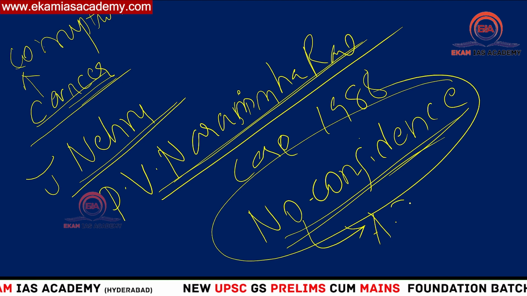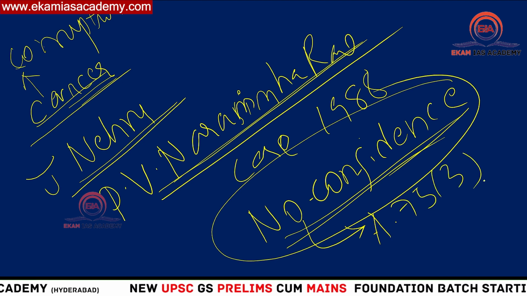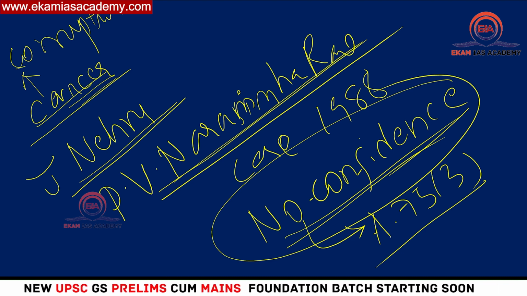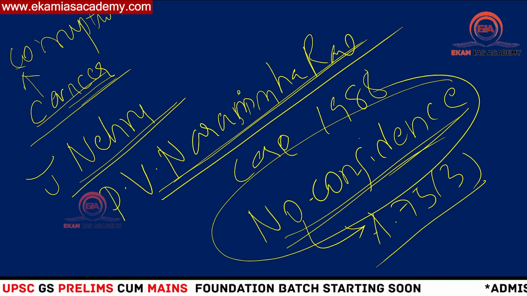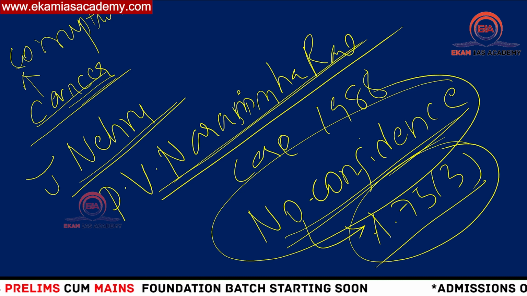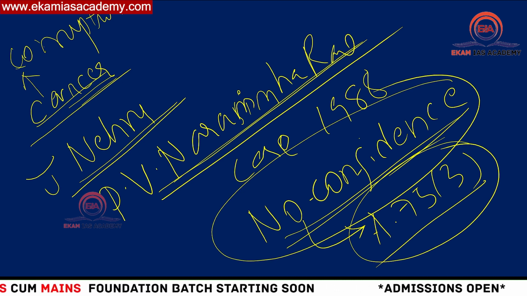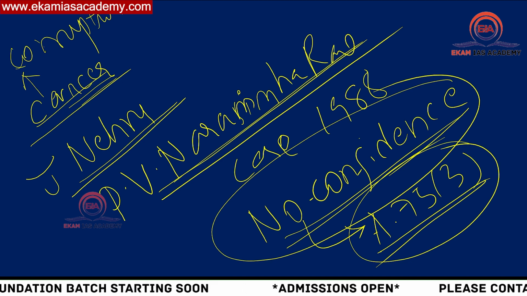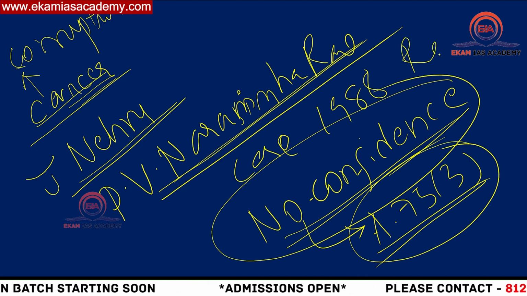Article 75 Clause 3 of the Indian Constitution says the Council of Ministers shall be collectively responsible to the House of the People, that is the Lok Sabha. That means they are collectively responsible to the Lok Sabha and individually responsible to the President. That is what you know. But if they are not enjoying the majority in the Lok Sabha, then what option do they have? They have to resign.